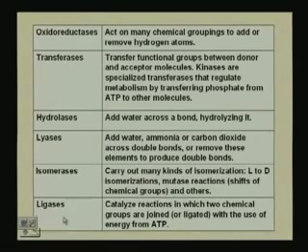Ligases. What does ligation mean? Linking together, right? So, a ligase would catalyze reactions in which two chemical groups are joined or ligated with the use of energy from ATP. So, a ligase would catalyze a reaction where there would be chemical groups that are joined together.